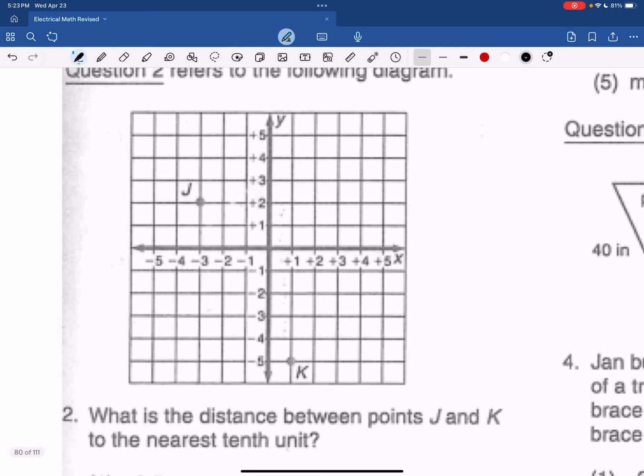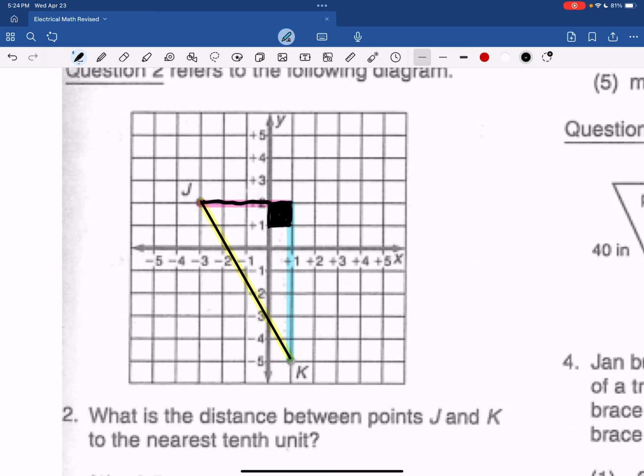Question 2 refers to the following diagram. It's a coordinate plane. What is the distance between points J and K? So they want me to find, and you to find, this distance. And I can tell you already that it's a hypotenuse because it's slanted. So if I take this leg of this triangle and this leg of the triangle, I can see the right angle right in here. So I know which formula is going to work for me.